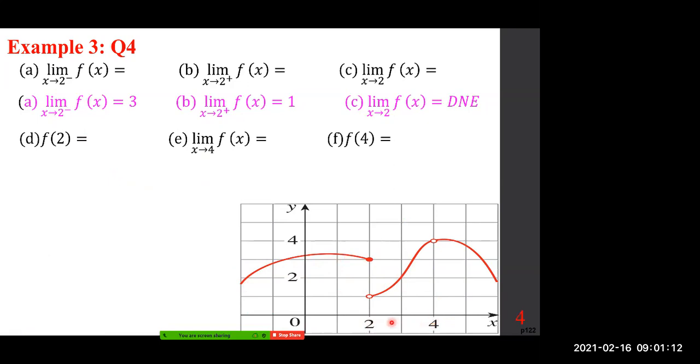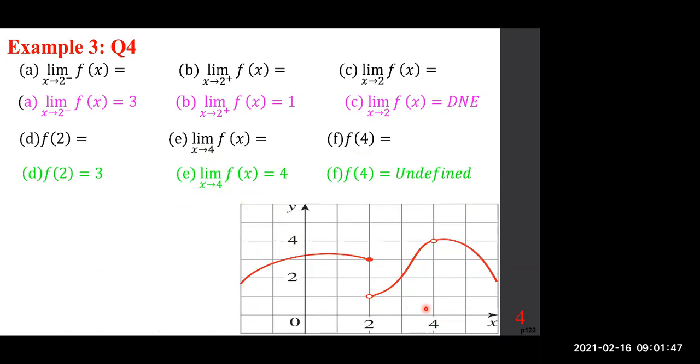When it comes to number 4, from the left side of 4, we're moving here towards this hole. From the right side, we're moving here, but still we are moving towards the same hole, having the y coordinate 4. So that limit exists, and it's equal to this y coordinate. But remember, we never get there. Now, what is f of 4? We don't have a solid point, so I have no idea. It's undefined. In order for you to answer that, you need a solid point, everybody. Since it's not given, we don't know.